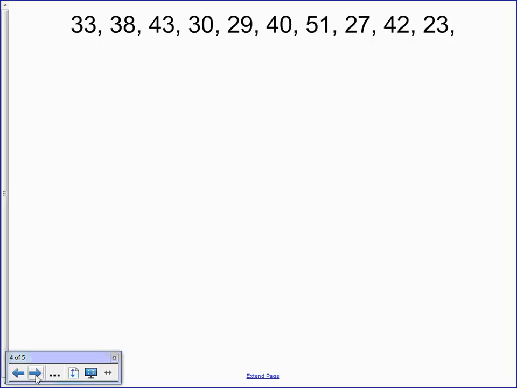What do you identify as the lowest data value in that data set? 23? So I'm going to start with 23, and I'm going to fill in all my 20s first. 23, 27, 29? Did I miss any 20s? Well, it looks like I got them. Then I'm going to go into the 30s. So I need 30, 33, 38. Does that seem right? 30, 33, 38.